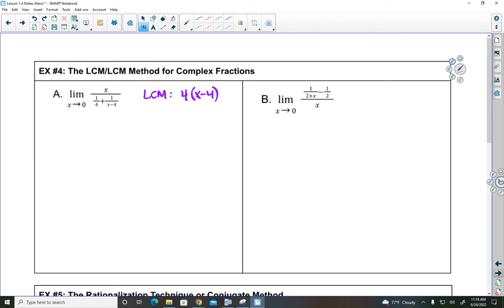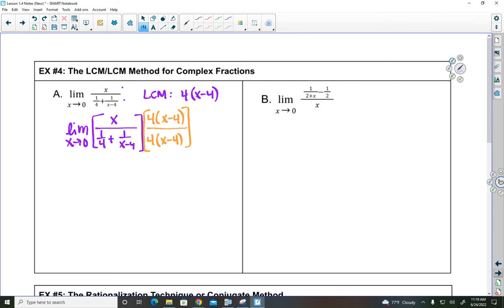Okay. So we want to multiply the numerator and denominator by that LCM. Here's what it looks like. Take the original expression. Okay. We want to multiply that by our LCM, both numerator and denominator. So we're going to get 4x, and I'm going to leave it like that for now, times x minus 4. Keep my limit notation with me.